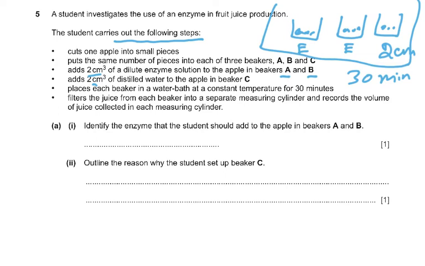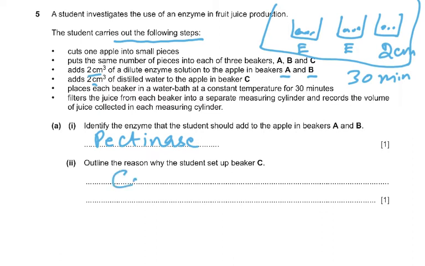So apples plus the enzyme in A and B, and apple plus distilled water in C. Then you filter the juice from each beaker into a separate measuring cylinder and you record the volume of juice. Now it says identify the enzyme. The enzyme is pectinase, but if you had said cellulase, even that was okay. They accepted that. Pectinase. Then outline the reason why the student set up beaker C.